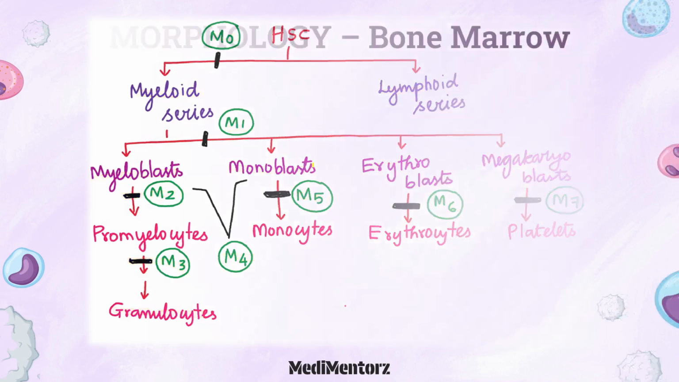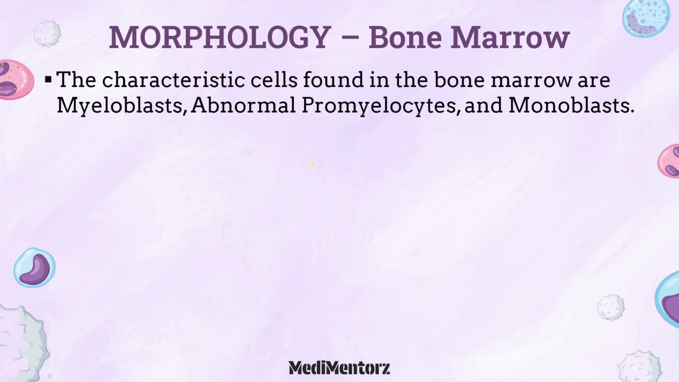Next, moving on to the morphology of acute myeloid leukemia. In hematology, we describe the morphology under two topics: one is the bone marrow picture and the other is the peripheral blood picture. In acute myeloid leukemia, the bone marrow picture shows characteristically three blast cells: one is the myeloblast, the other one is the monoblast, and the another one is the abnormal promyelocytes.